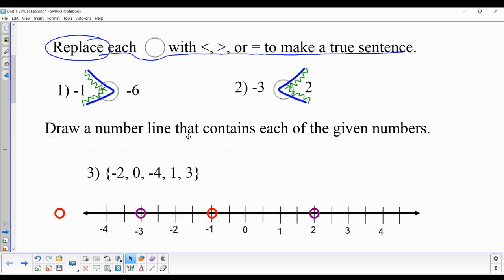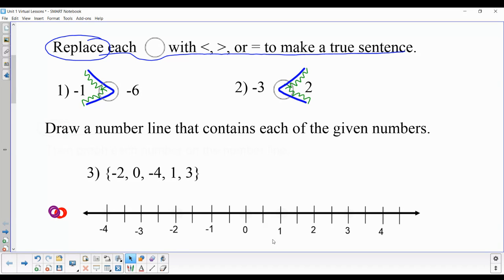So draw a number line that contains each of the given numbers. When you're given a problem, you want to draw a number line that has all of them. You cannot just draw a number line with the numbers given to you in the set. I can't just draw a line with negative 2, 0, negative 4, 1, and 3. I have to draw a number line with the numbers in order.